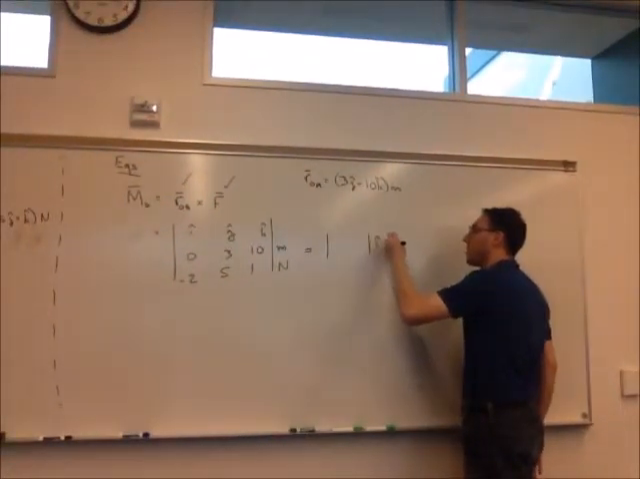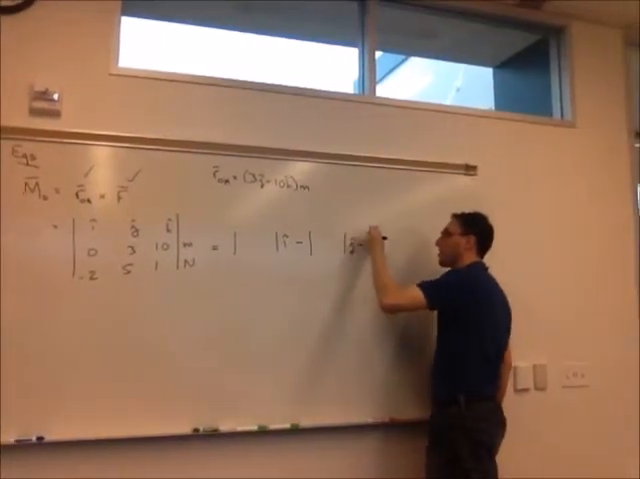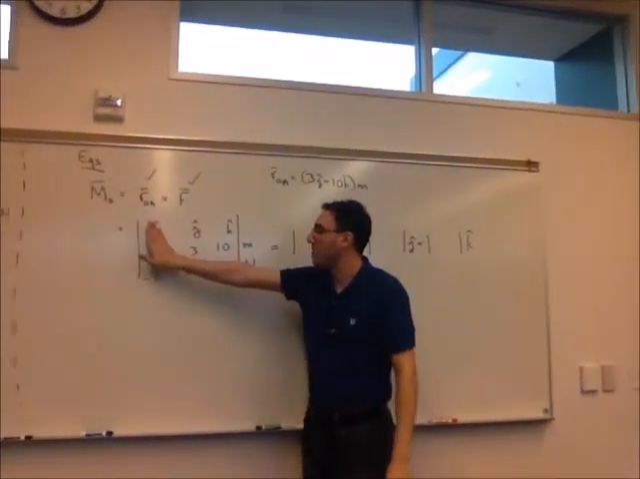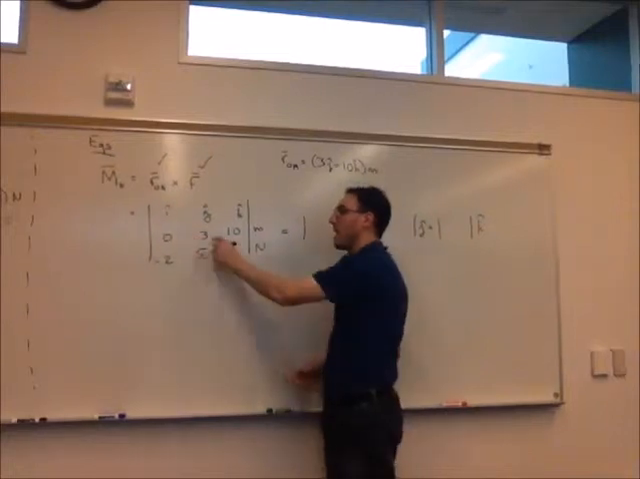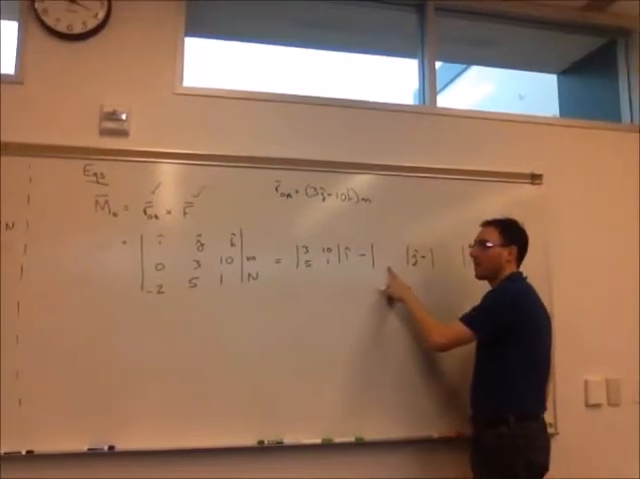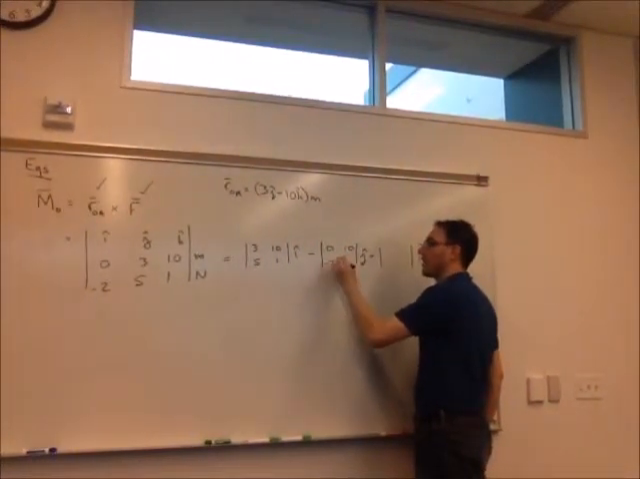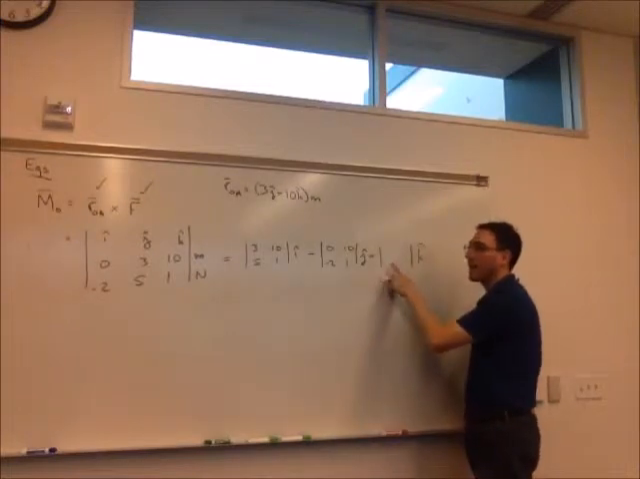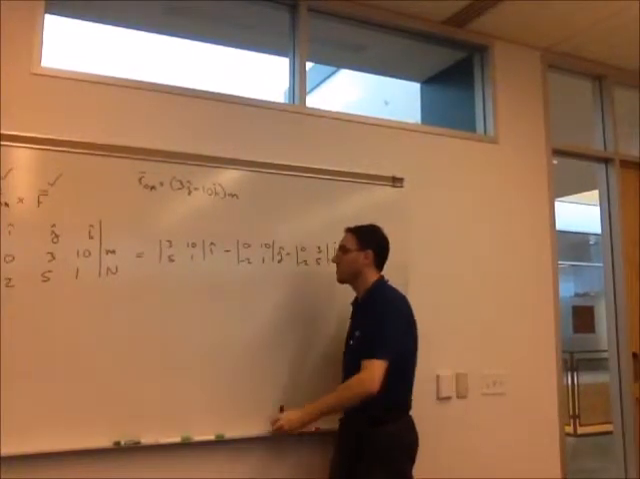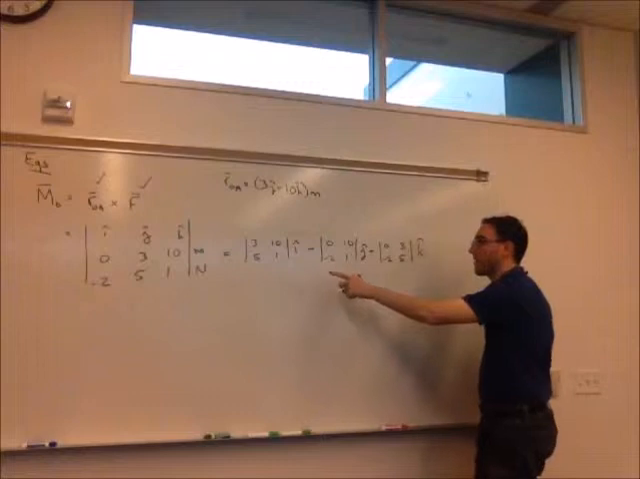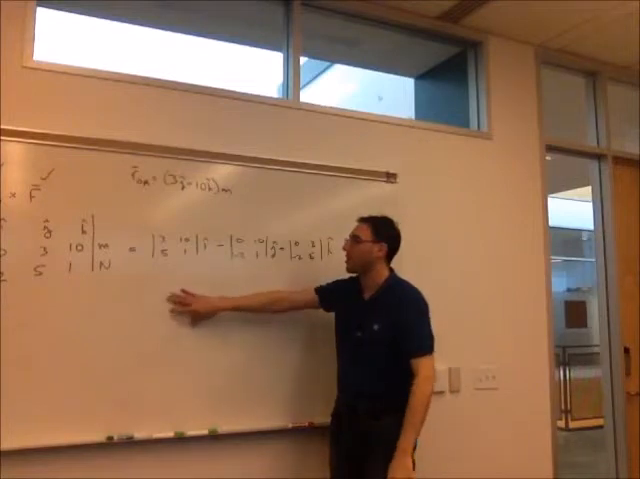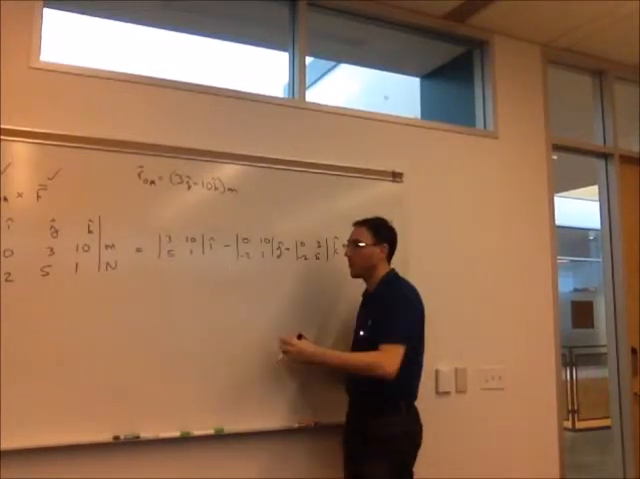So like we saw in Chapter 2, we're going to expand this using cofactors. So as a refresher, to find the cofactor in front of I, cover up the I row and the I column, and copy down everything that's left. So 3, 10, 5, 1, minus the cofactor in front of J, 0, 10, negative 2, 1. And then K will be 0, 3, negative 2, 5. So we have a cofactor in front of I minus the cofactor in front of J plus the cofactor in front of K. So the last step is simplifying these cofactors down.